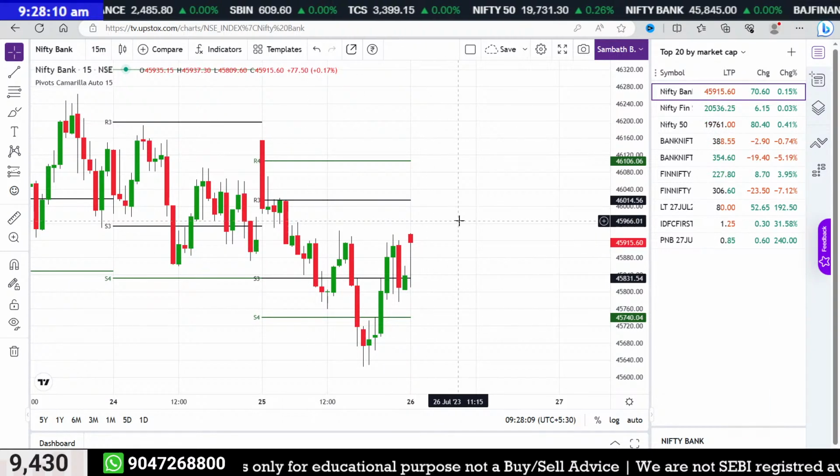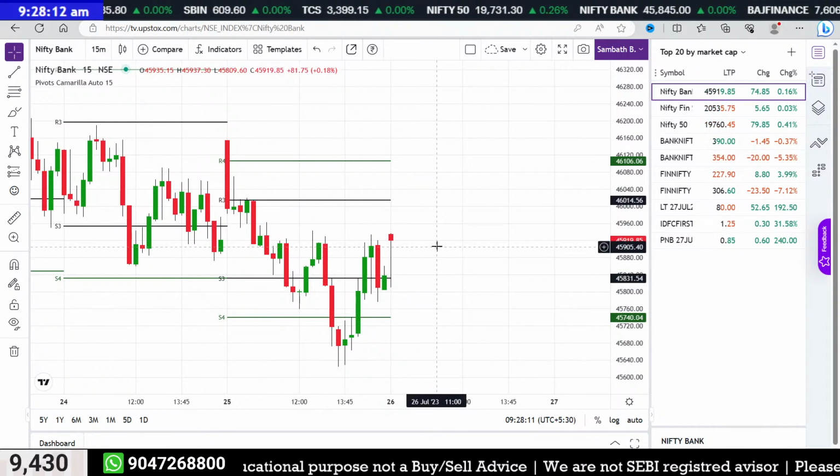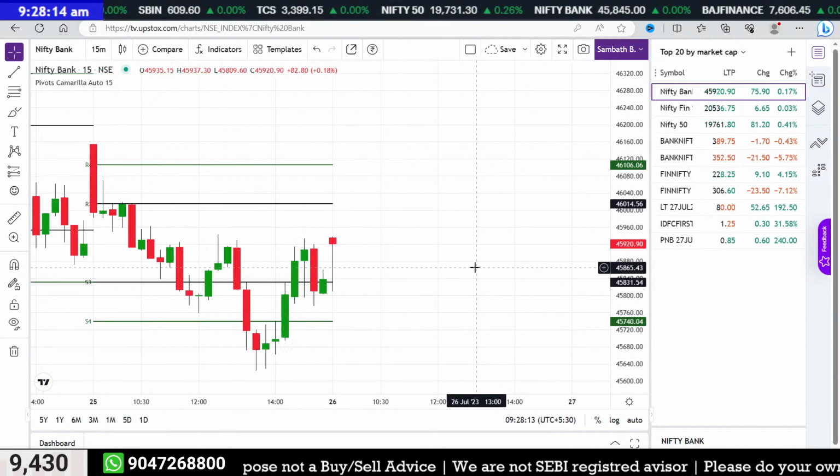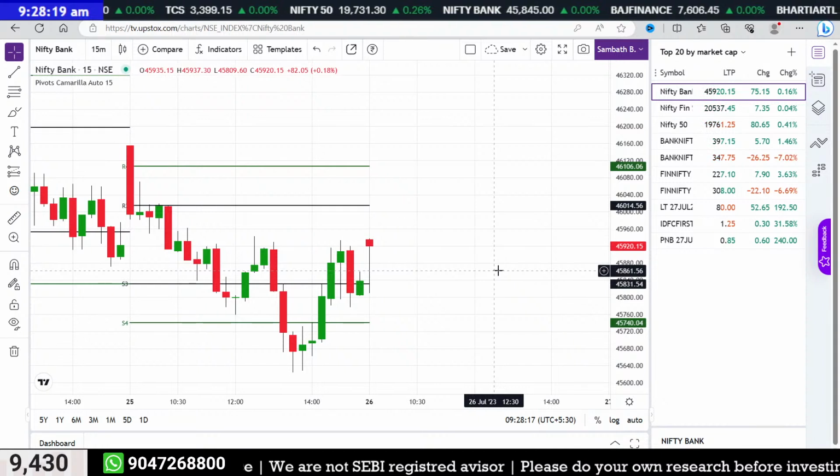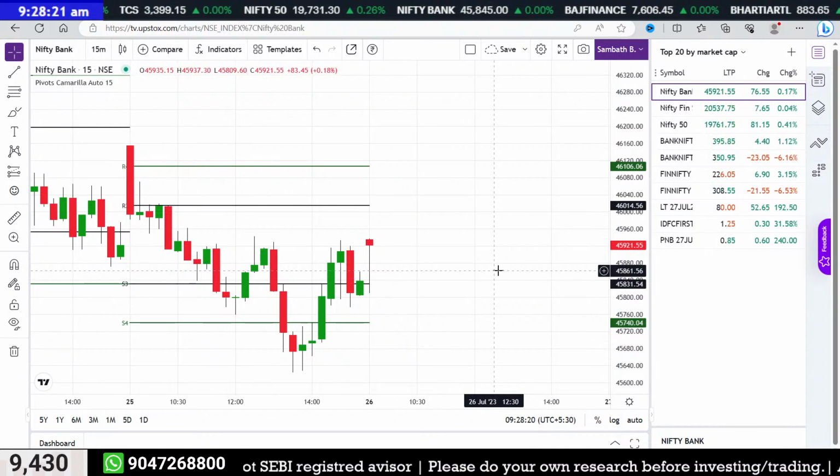I think what's happening here in this Nifty Bank, it's recovered in the first 15 minutes. Looks like a hanging man candle at this time in the first 15 minutes. When it is closed, we can get an opportunity, right?